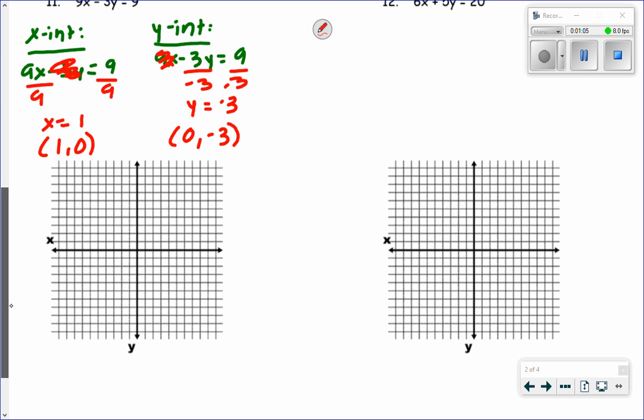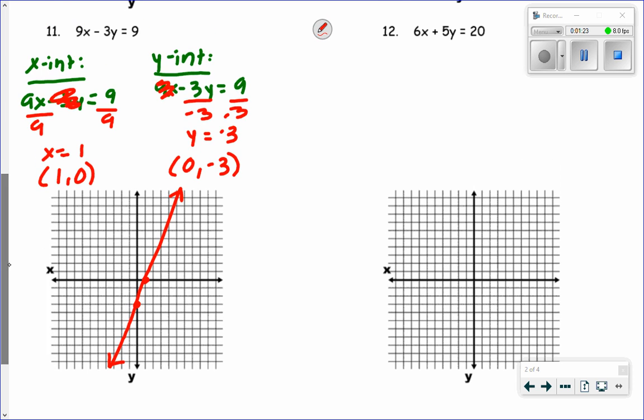Okay, so then I've got to plot my points, so 1, 0 is going to be to the right 1, and then 0, negative 3 is going to be down 3, and then I need to connect those. Remember, we draw our line all the way through our graph, and that would be the 9x minus 3y equals 9. That would be the graph of that line given the x and the y intercept.